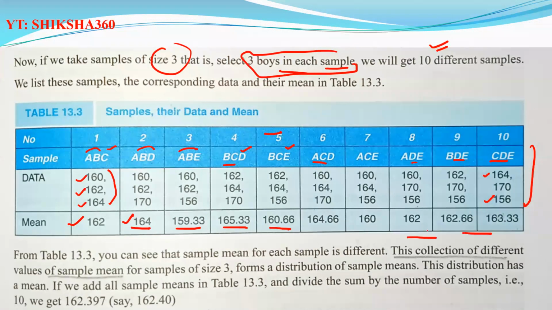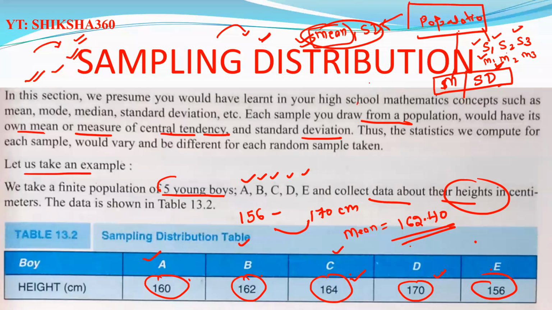If we take the mean of all these means, this one is M1, this one is M2, M3, M4, M5. If we take the mean of all these means, we will get a mean similar to this one.